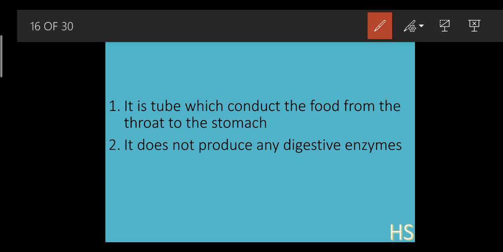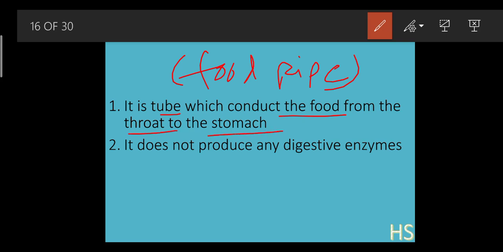So esophagus is popularly called the food pipe. It is the pipe through which the food is going to enter, or get passed through. So what is esophagus? It's a kind of tube structure which helps to conduct the food from the throat to the stomach.